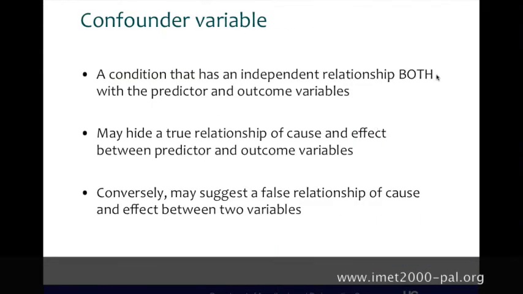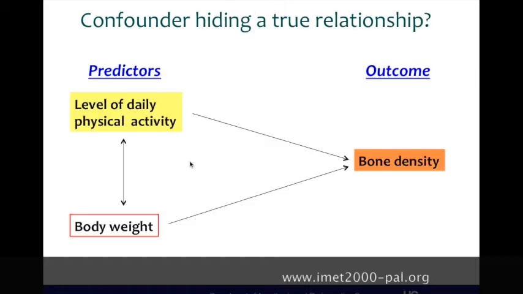So the confounder is a condition that has an independent relationship, again, both with the predictor and outcome variables. And it can do one of two things. It can hide a true relationship of cause and effect between a predictor and outcome variable, or it can actually suggest a false relationship of cause and effect between two variables when it doesn't really exist. And here are two examples of each.